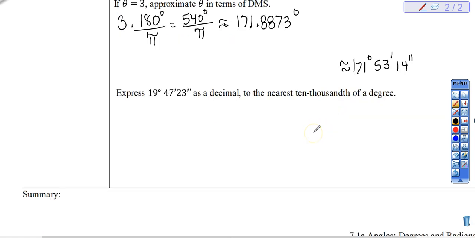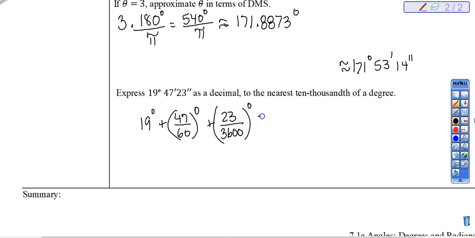Wait, real quick, I'm just going to write this last one out. This is going from degrees, minutes, seconds to degrees. So here's what you're going to do. You're going to do 19 degrees plus 47/60ths of a degree, that's in minutes, plus 23 over, you tell me, I'm converting it from seconds to degrees, 3600ths of a degree. And you'll plug that into your calculator and you will get the answer, just so you have it.